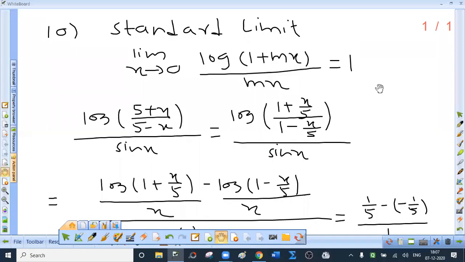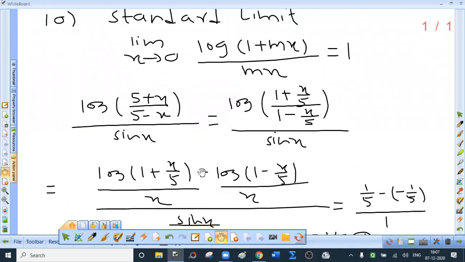While solving MCQs, actually you can use this limit as a standard limit. Limit x tends to 0, log (1 plus mx) upon mx equal to 1. So here log m minus log n, log of m upon n. Within the bracket, take 5 common and cancel it. So 1 plus x by 5 upon 1 minus x by 5. Log of m upon n, log m minus log n.